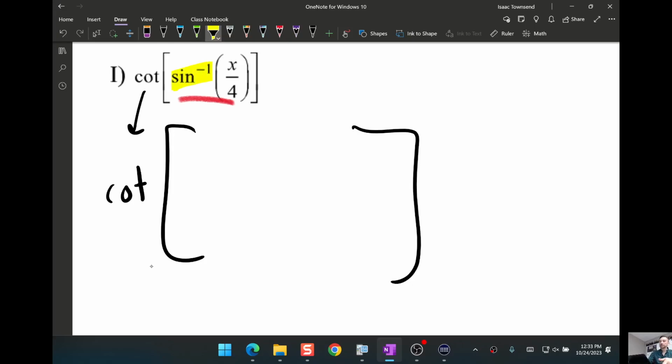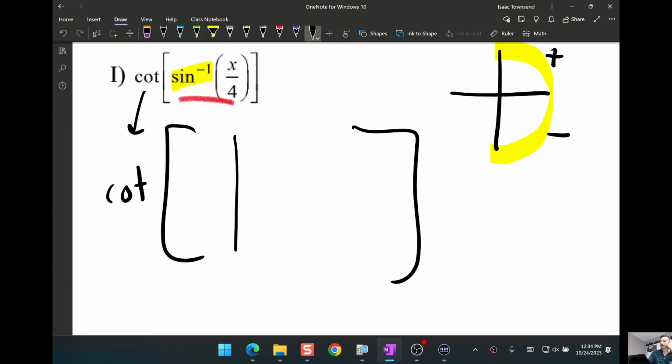So what quadrants does inverse sine care about? 1 and 4. There you go. So if it's inverse sine of something positive, I'm going to sketch my triangle in quadrant 1 because sine's positive in 1. If it's inverse sine of something negative, I'm going to sketch my triangle in quadrant 4 because sine is negative in 4. But inverse sine only exists in quadrants 1 and 4. So this is positive x over 4, so I need my triangle drawn in quadrant 1.